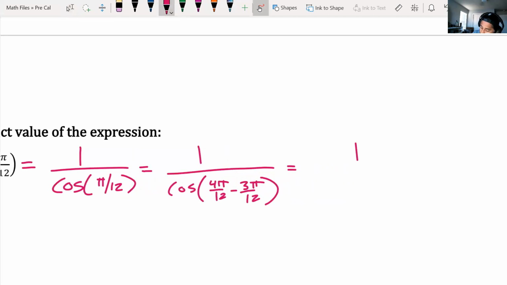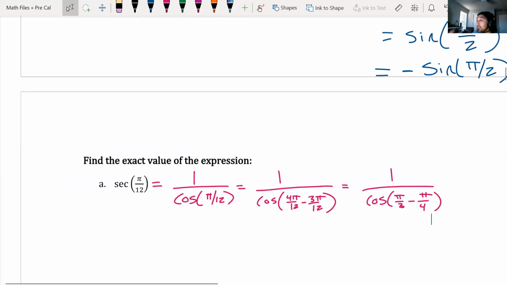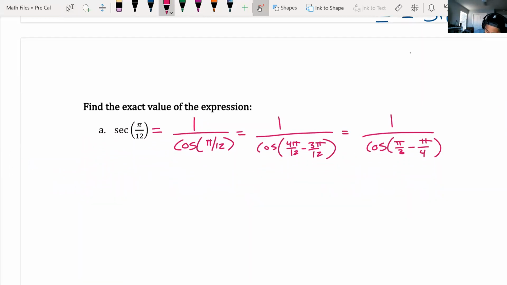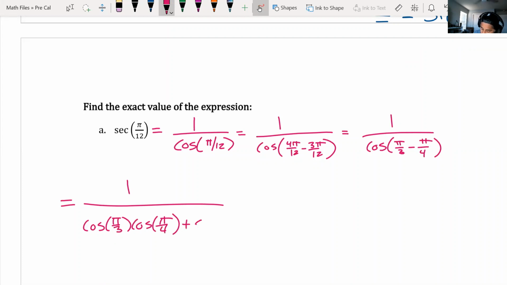And now you'd have 1 over the cosine of pi over 3 minus pi over 4, which means now we can use the difference formula for cosine. You get 1 over cosine of pi over 3 times cosine of pi over 4, plus sine of pi over 3 times the sine of pi over 4.